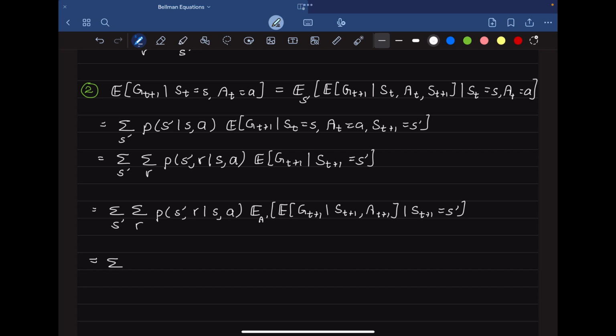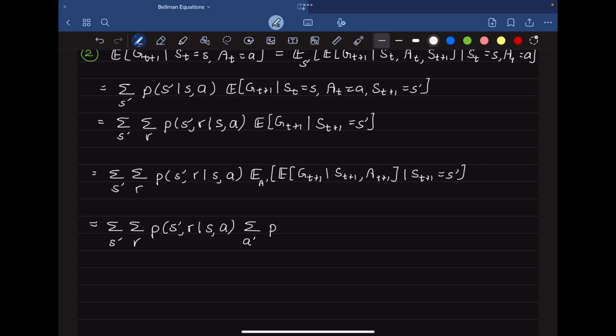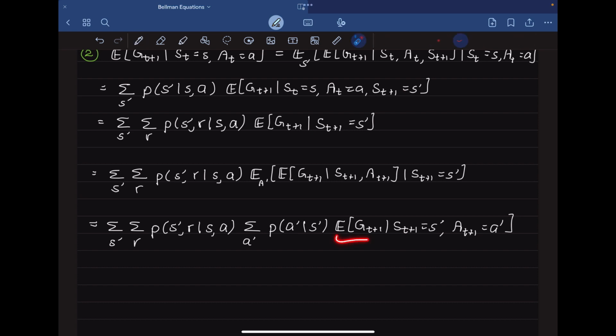And now this will open up to summation over all the next actions possible, the probability of choosing this particular action a prime given that I am in the state s prime at time step t plus 1 times the expectation of G_{t+1} given that S_{t+1} is equal to s prime and A_{t+1} is equal to a prime. And this term over here is basically equal to q pi of s prime and a prime, right? So that is why this will become summation over all the next actions. And this is basically the policy applied for the state s prime.